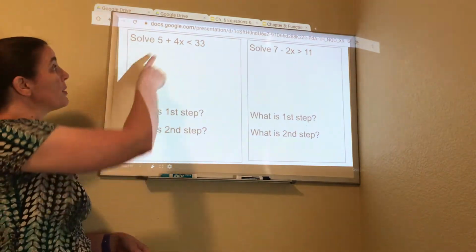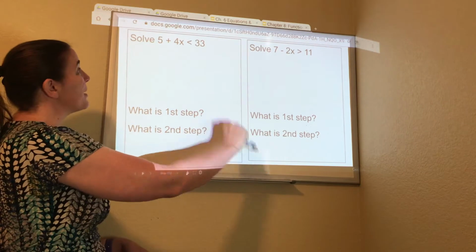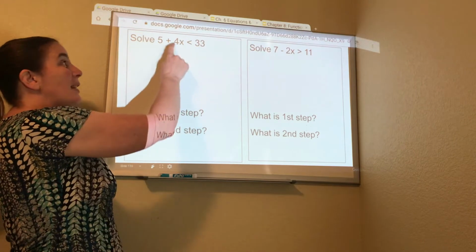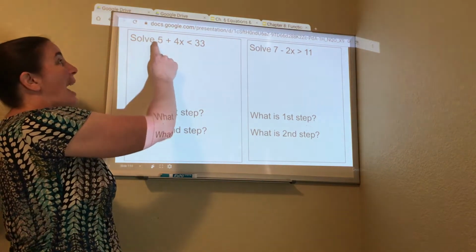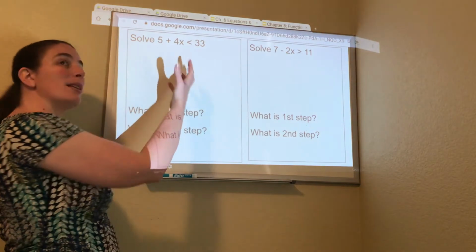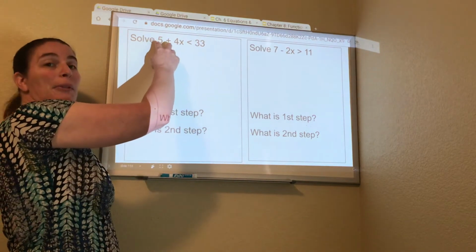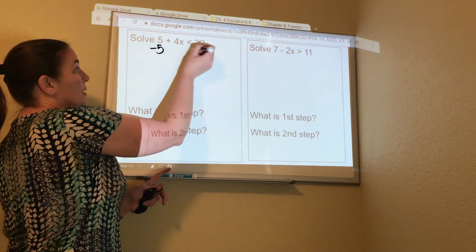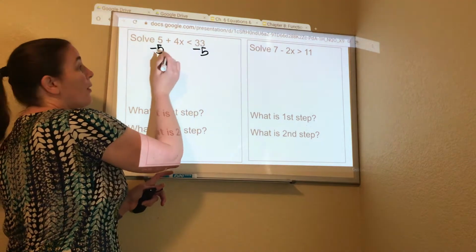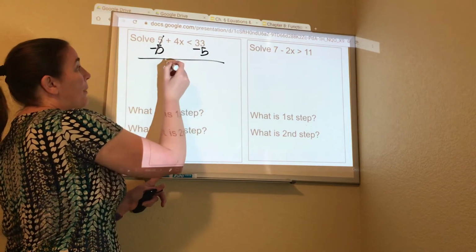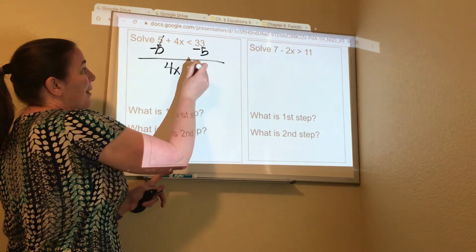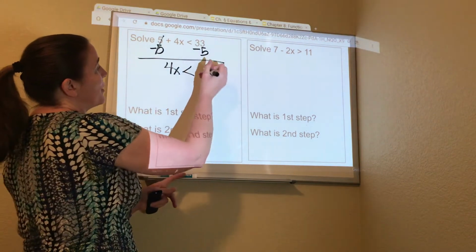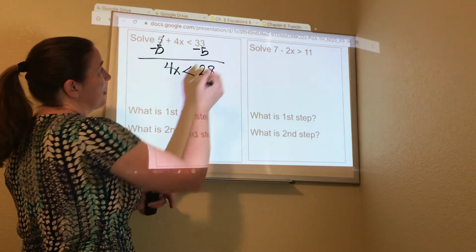Here are our next two problems, so let's go ahead and solve this first one here. I see 5 plus 4x is less than 33. Okay, so I'm seeing that this is 4 times x, and then I'm adding a positive 5. So I'm going to start with my addition and subtraction, my positive 5 first, right? So I need to take away that positive 5, so I'm going to subtract 5 on both sides of the inequality, not under the 4x, okay? So then I'm left with 4x, and that's less than, you keep the same sign, we're not changing anything yet, and then 33 minus 5 is 28, okay?